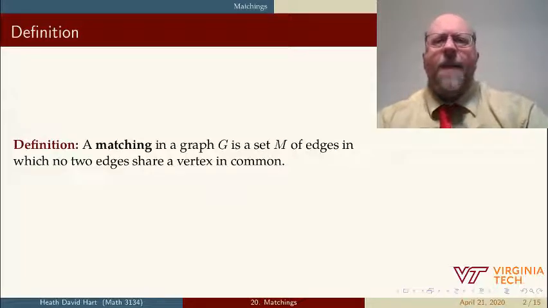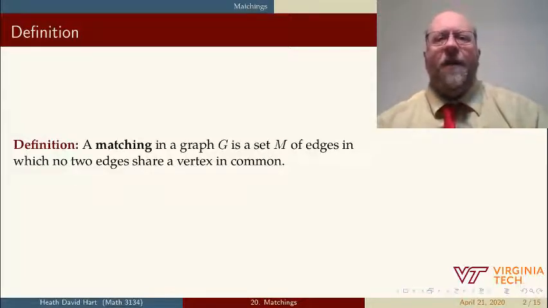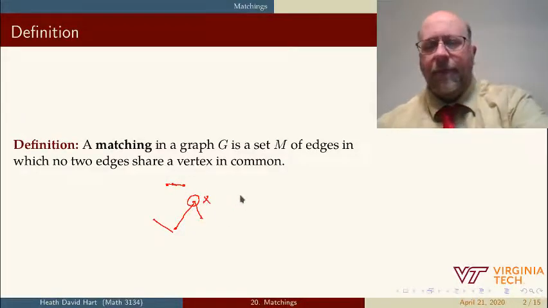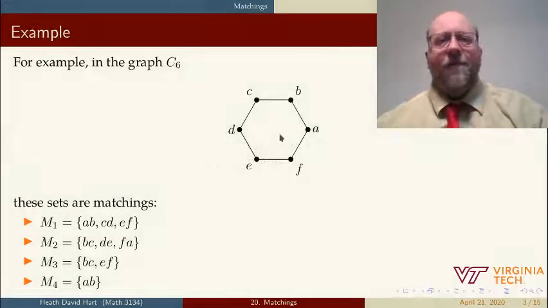When we talk about matching in a graph, we're looking at a set of edges in which no two edges share a vertex in common. So we can have an edge between a pair of vertices, an edge that matches another pair of vertices, but we can't have this sort of thing where this vertex shares two different edges. That's what's not allowed.